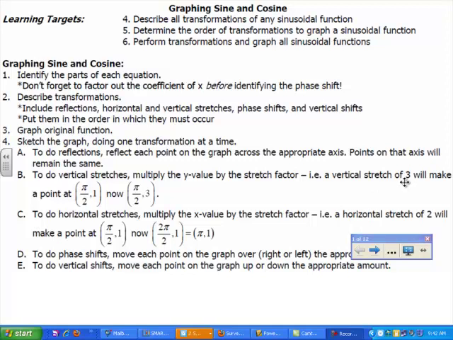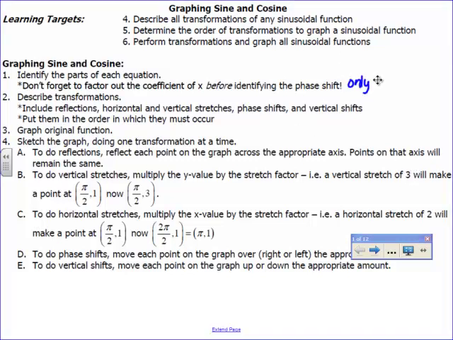First, identify the parts of each equation. Make sure that you factor out the coefficient of x before you identify the phase shift. That's only if there are B and C. Only when there are B and C.